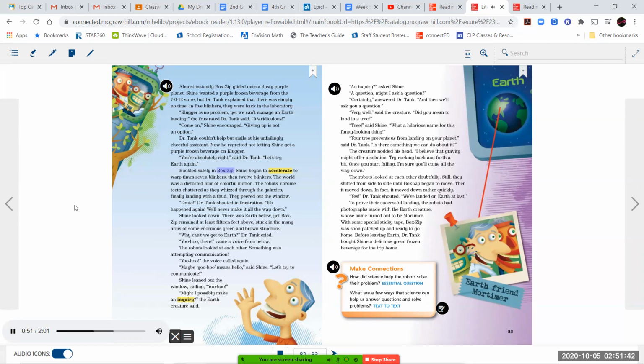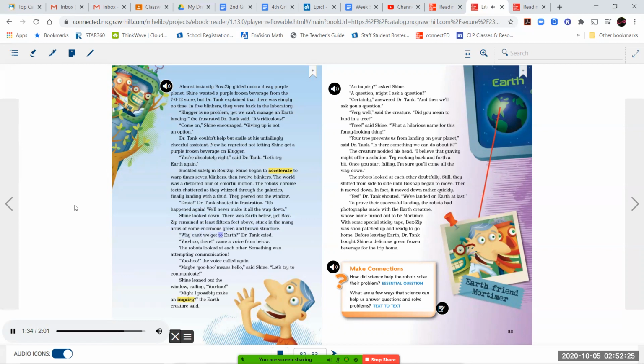Buckled safely in Box Zip, Shine began to accelerate to warp time 7 blinkers, then 12 blinkers. The world was a distorted blur of colorful motion. The robots' chrome teeth chattered as they whizzed through the galaxies, finally landing with a thud. They peered out the window. "Drats!" Dr. Tank shouted in frustration. "It's happened again. We'll never make it all the way down." Shine looked down. There was Earth below, yet Box Zip remained at least 15 feet above, stuck in the many arms of some enormous green and brown structure.